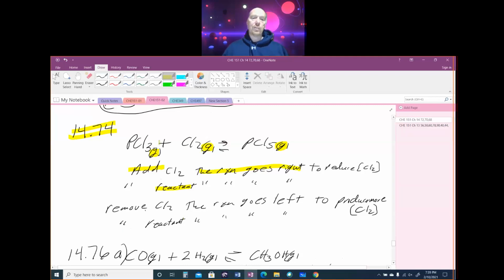All right, so then it says, what happens if you remove Cl2? Well, we had the perfect amount of Cl2, we were at equilibrium, and now we took some out. Now we don't have enough. So now it has to go to the left to make more. So anytime you remove a reactant that is a gas or aqueous, the equilibrium is going to move to the left to form the right amount.